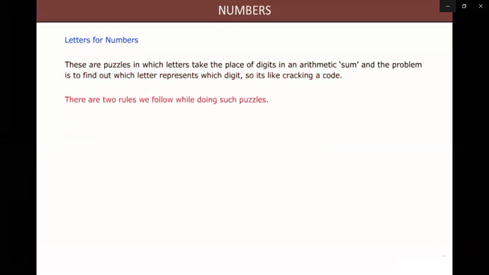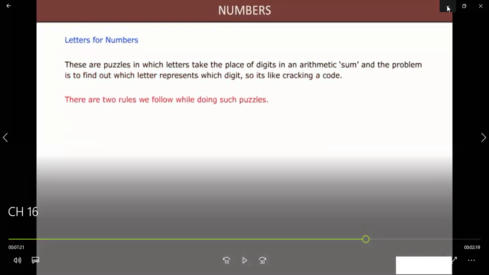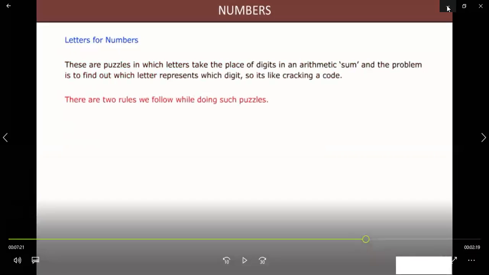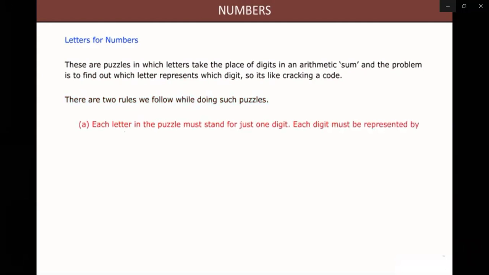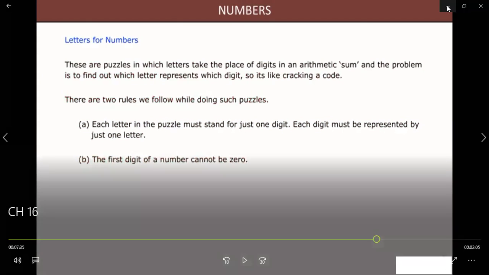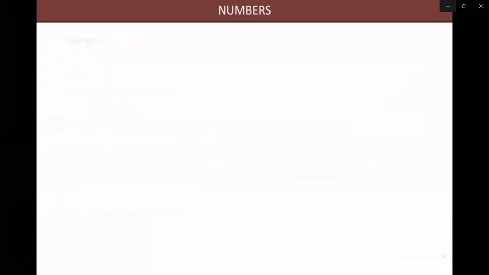Maybe you have gone through such types of questions in some puzzles. If you have not, then we'll see now. You have to understand the basic rules to solve such puzzles. The first rule is that each letter in the puzzle must stand for just one digit, and each digit must be represented by just one letter. The second rule is that the first digit of a number cannot be zero. So these two rules you have to keep in mind while solving such puzzles.